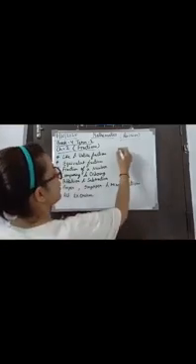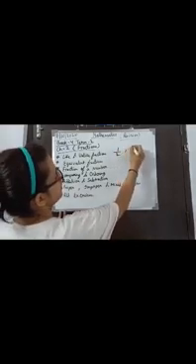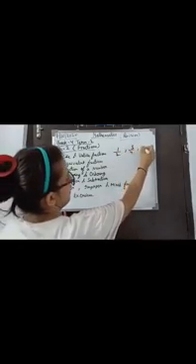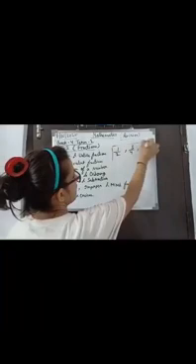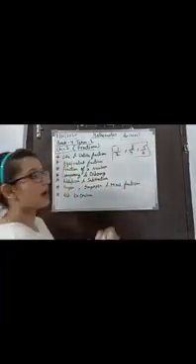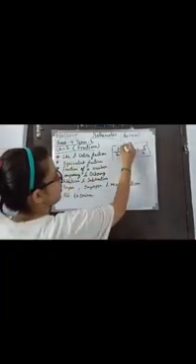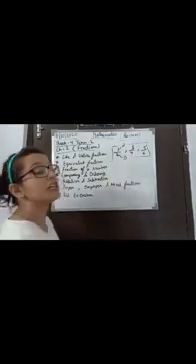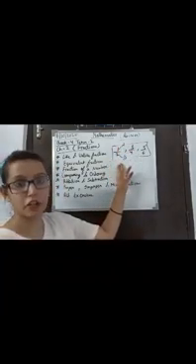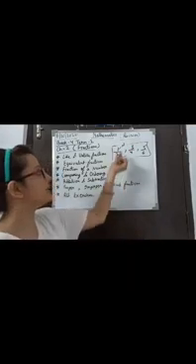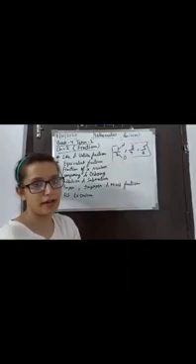For example, 1 by 2, 3 by 4, 5 by 6. These all are fractions, and a fraction has two parts. The upper part is called the numerator and the lower part is called the denominator. We can also say the numerator is the given part and the denominator is the whole part.